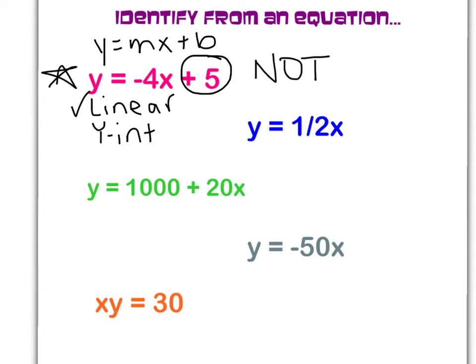With the blue one, y equals half x. That one is also linear. Half is my slope. My y-intercept is 0 because I could write it as plus 0. So since it's linear and it has the y-intercept of 0, this one is proportional.